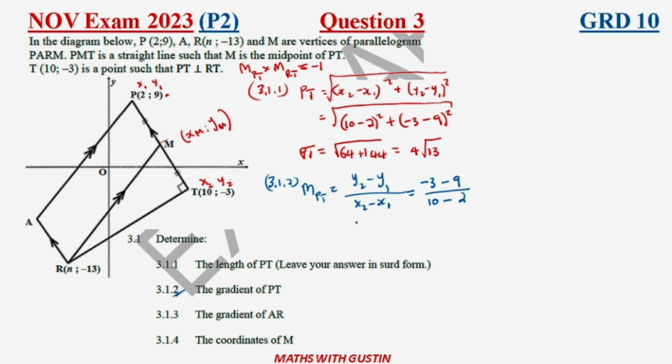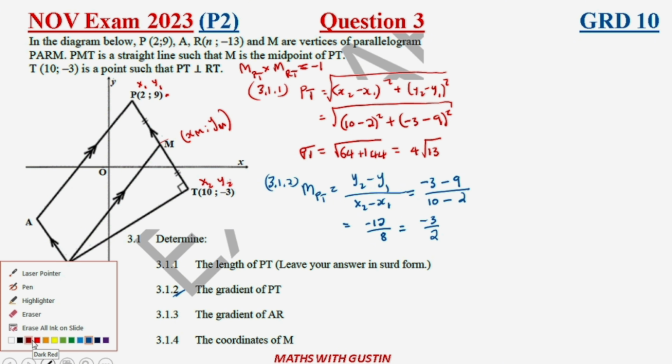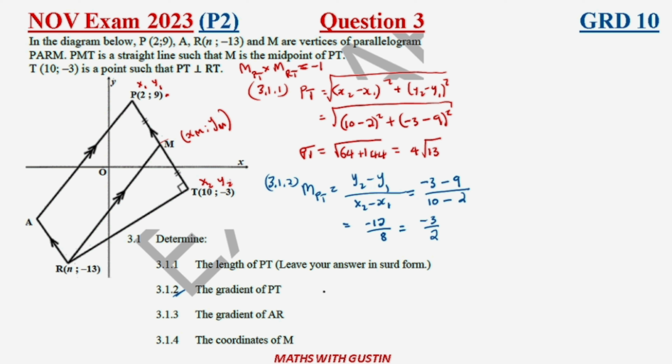This one is going to give us, at the top, negative 12, at the bottom negative 8. No, sorry, it's going to be positive 8, not negative 8, since 10 minus 2 is equal to 8. So when you simplify this, it's going to be negative 3 over 2. Great stuff. So now moving right along, let's write it here, 3.1.3.